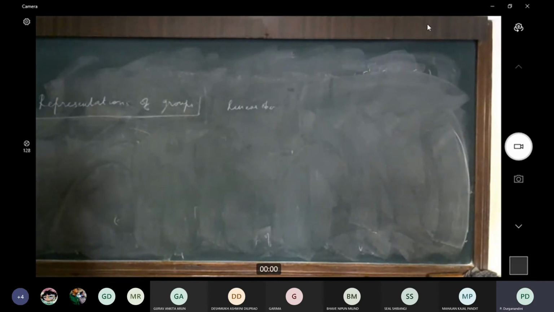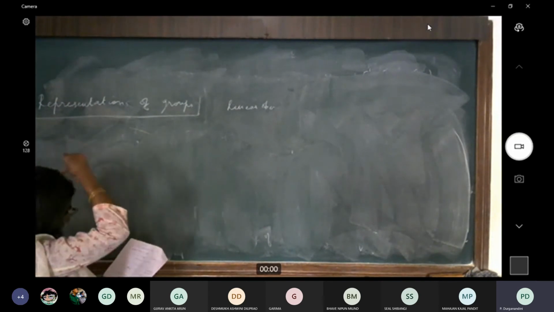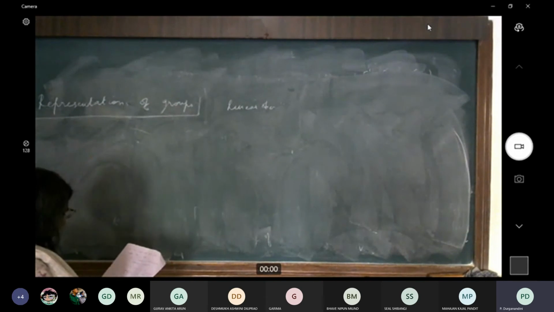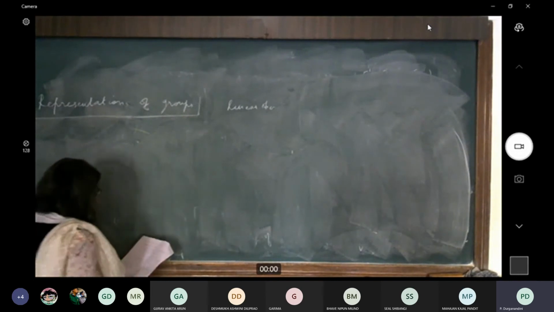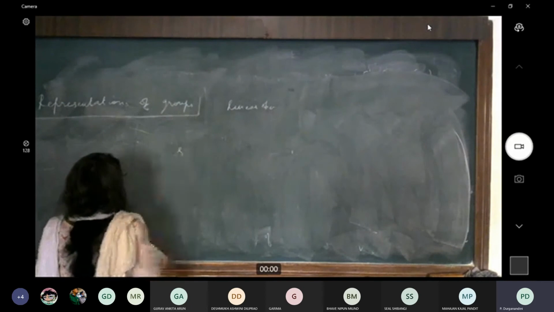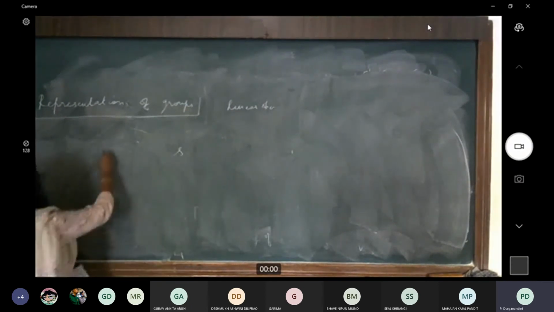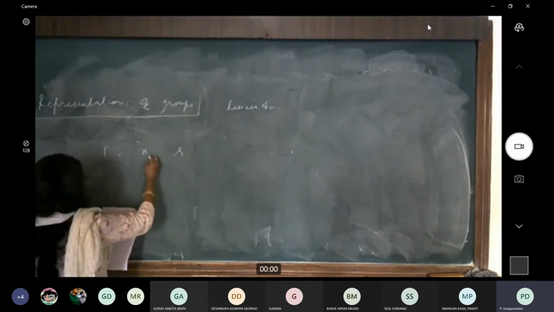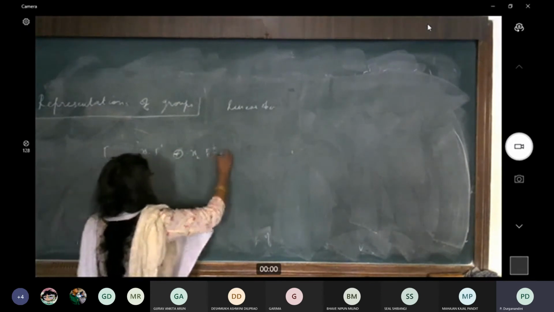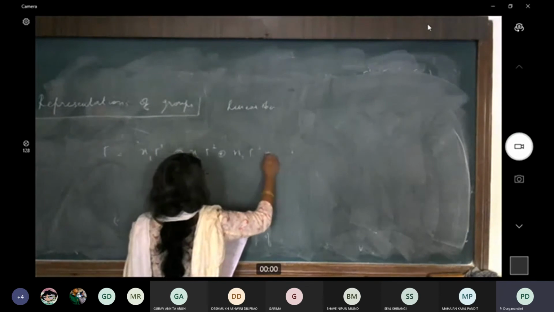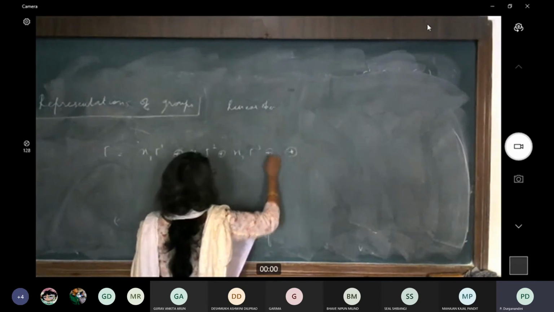Now, what one can show is the following. Suppose I have some irreducible representations. Given a particular group, let me say that I have S irreducible representations, just like I wrote down. So suppose my gamma can be written as N1 gamma 1 plus N2 gamma 2 plus and so on, where these N's are the multiplicities.